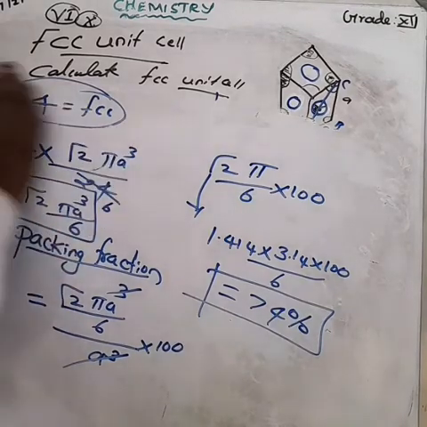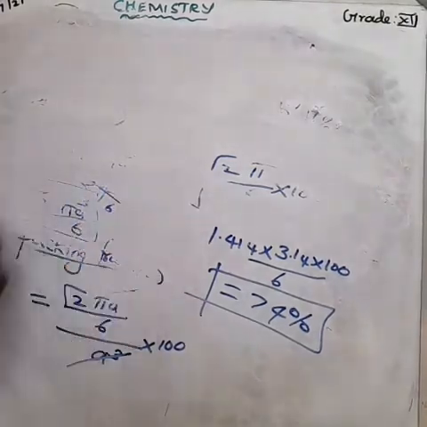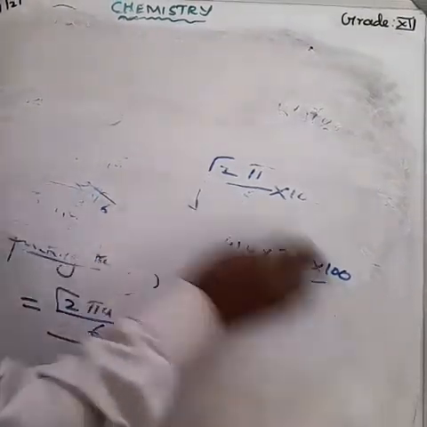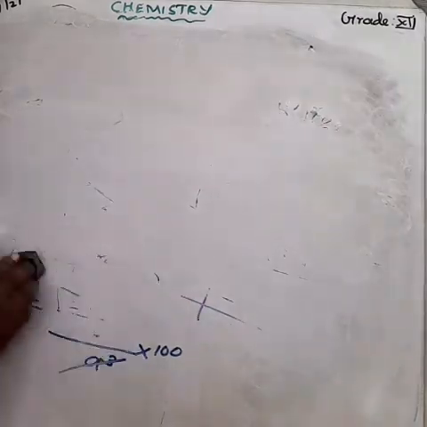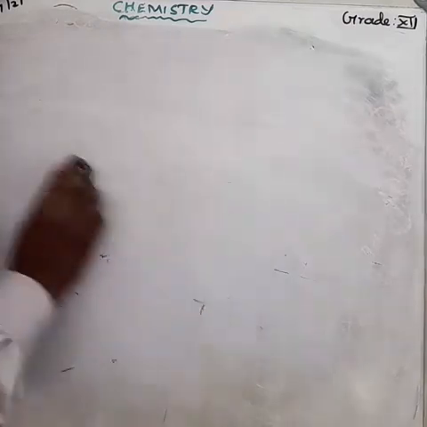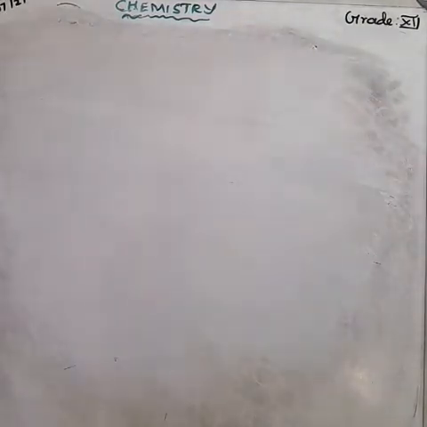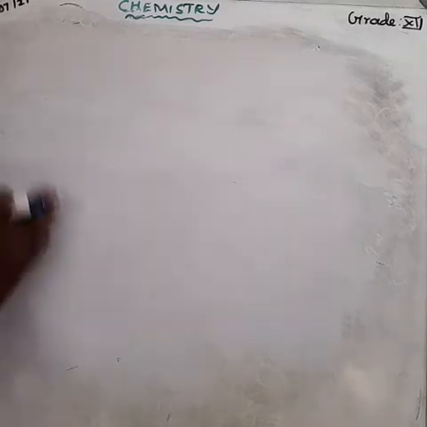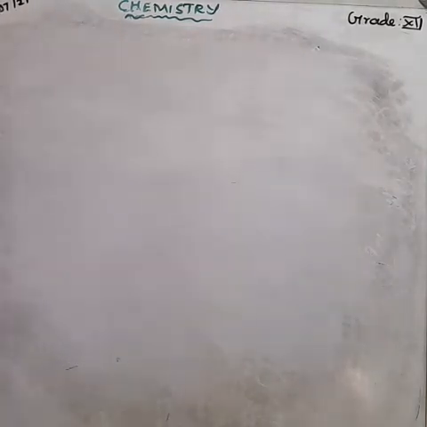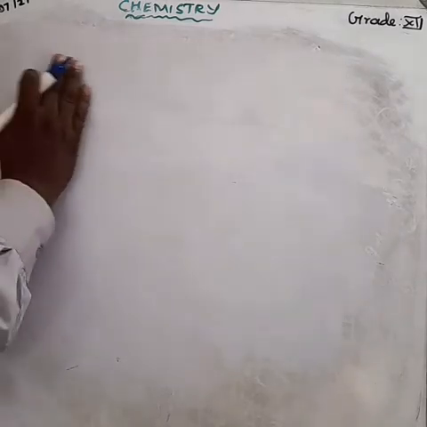Next, about the radius ratio. In the ionic crystal structure determination, we get a number of parameters, and one of the very important parameters is called the radius ratio. The structure of ionic compounds depends on the stoichiometry and the size of the ions.